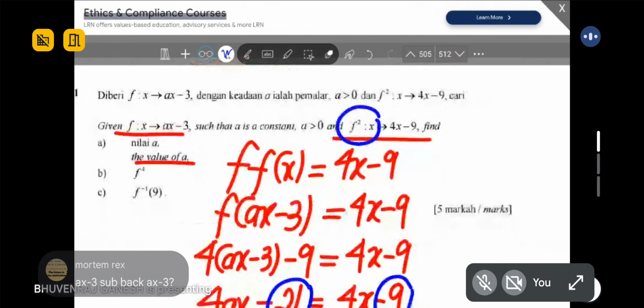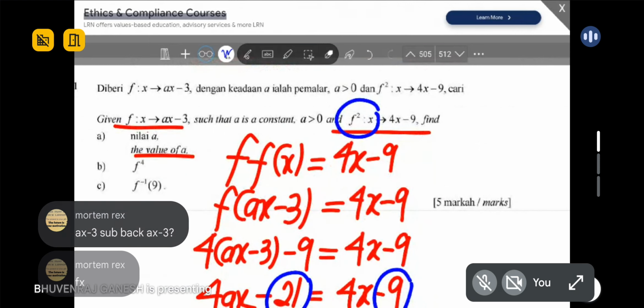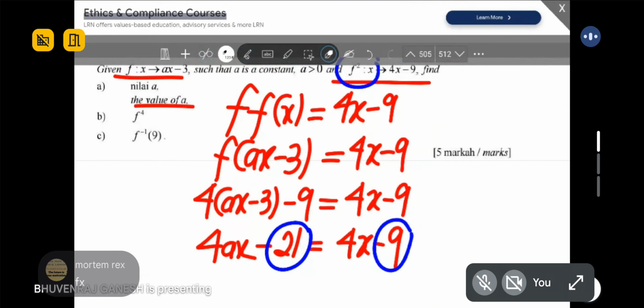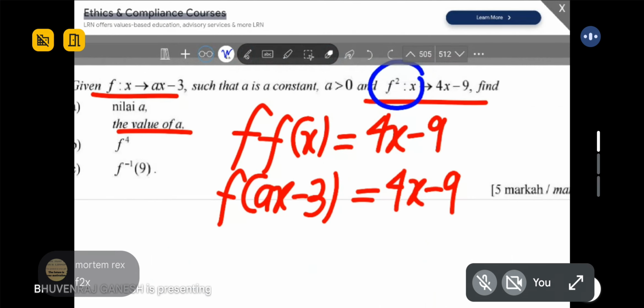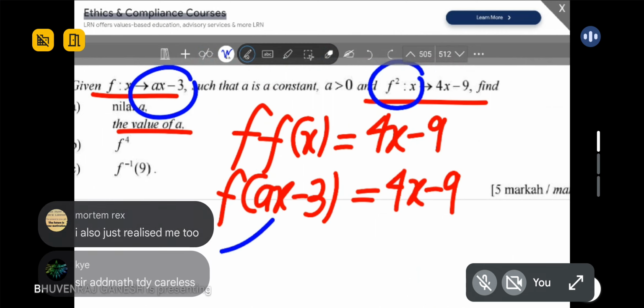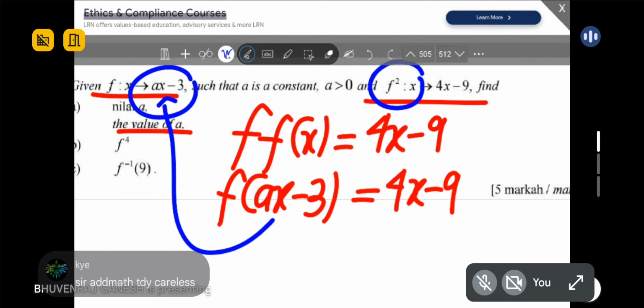AX minus 3. FAX. Oh, yeah. Sorry, mistake. Oh my God, what happened to my admats? Must be tired. Mungkin sebab letih. Guys, sorry. You must substitute the AX minus 3 inside the X over here, inside the FX. Dalam FX saja. Don't substitute in the F square X.